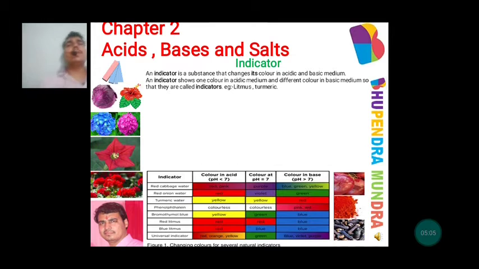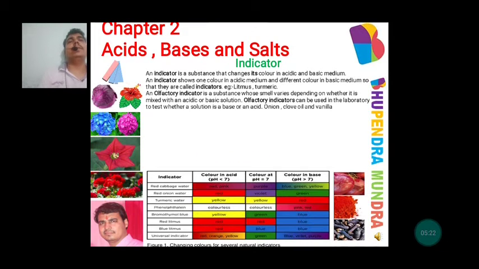An indicator is a substance that changes its color in acidic or basic medium. An indicator shows one color in acidic and a different color in basic media, so they are called indicators. Example: litmus and turmeric. Next, olfactory indicator. An olfactory indicator is a substance whose smell varies depending on whether it is mixed with an acidic or a basic solution. Olfactory indicators can be used in laboratories to test whether a solution is a base or an acid. Onion, clove oil, and vanilla.